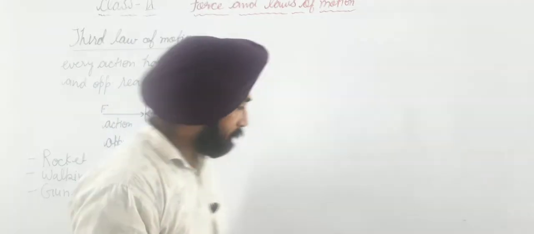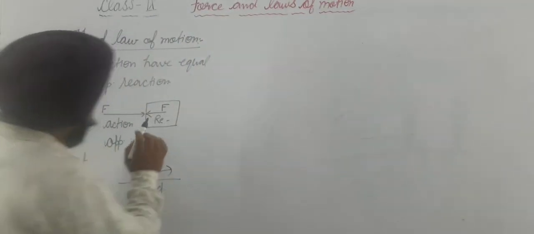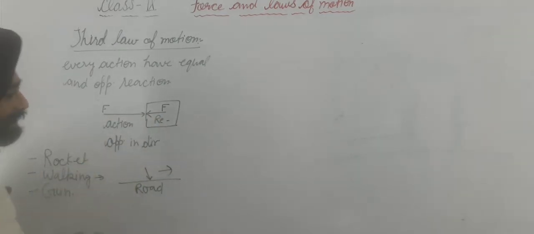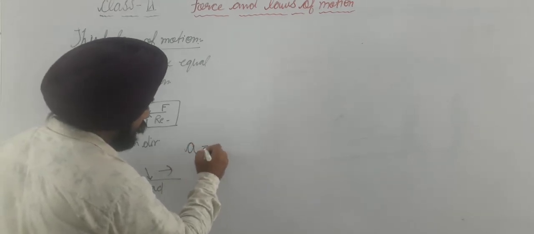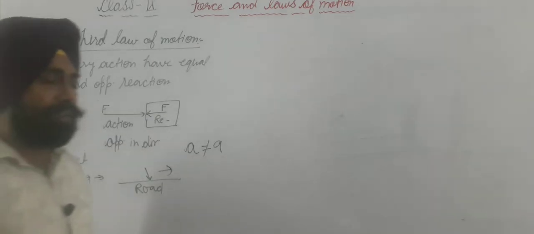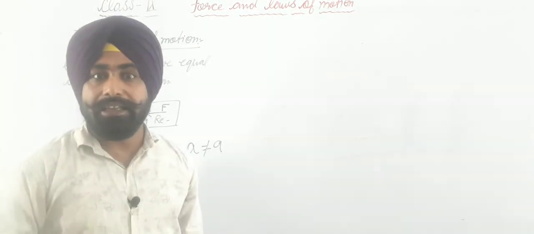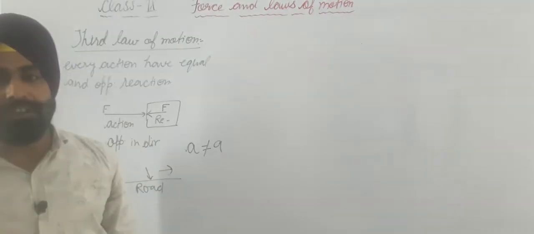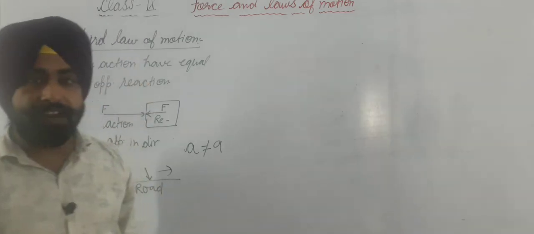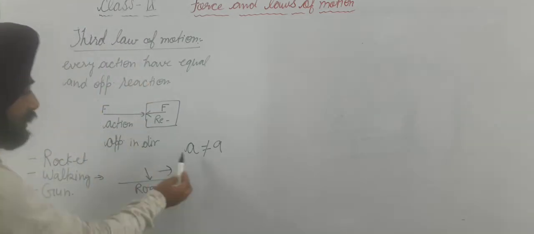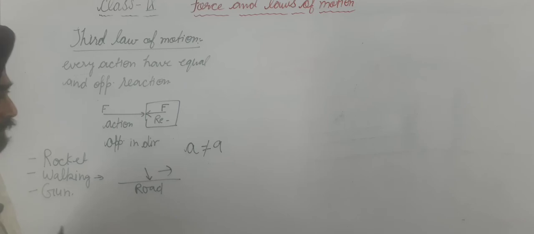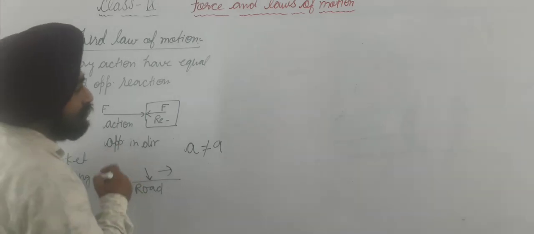So the answer is: we have studied that the forces applied from both sides are equal and opposite in direction, but the accelerations produced by both the forces are not equal. In our previous two laws we studied that force produces acceleration, but here one thing we have to understand is that the acceleration produced due to these forces is not equal. Let us understand why.